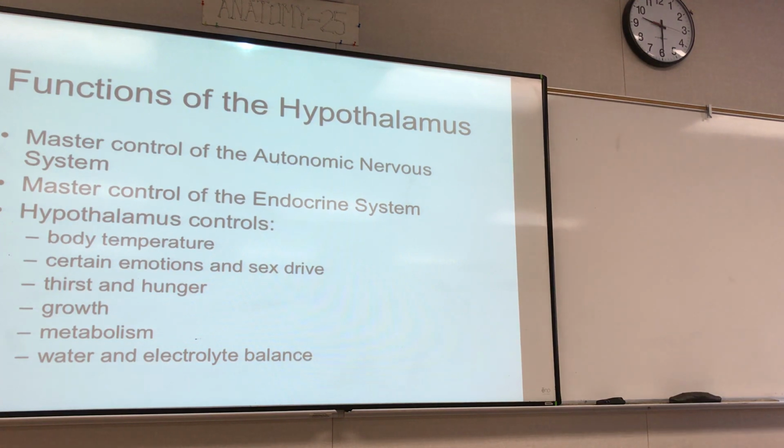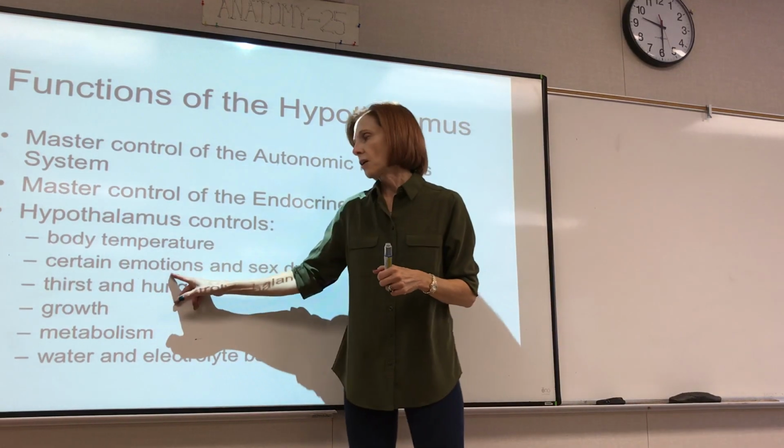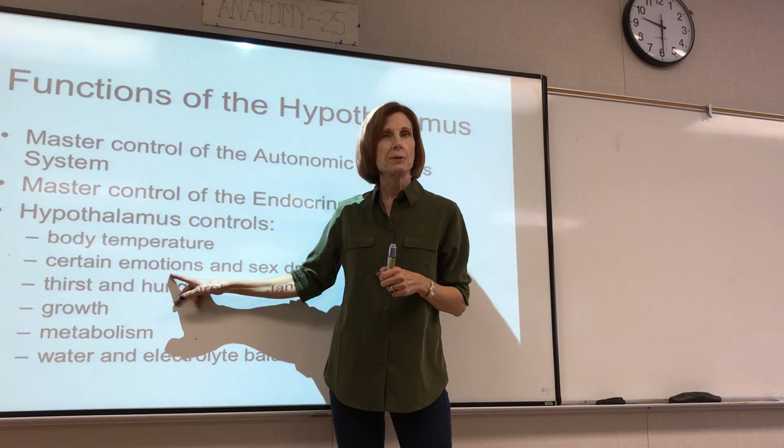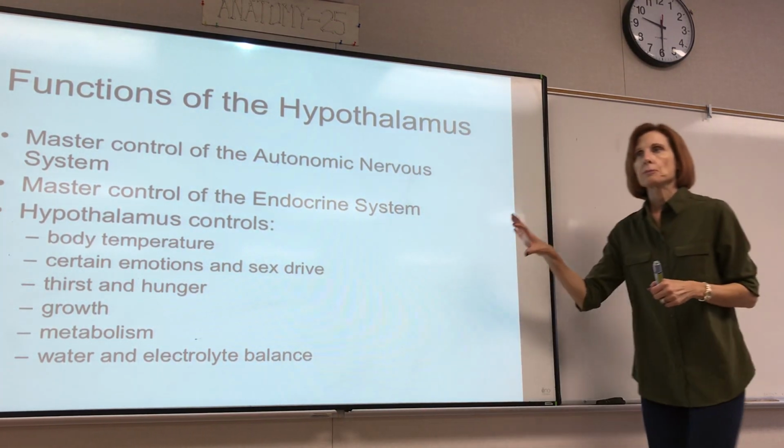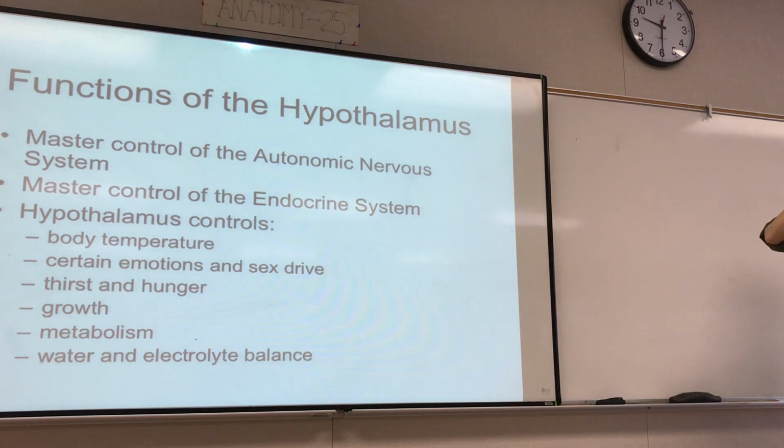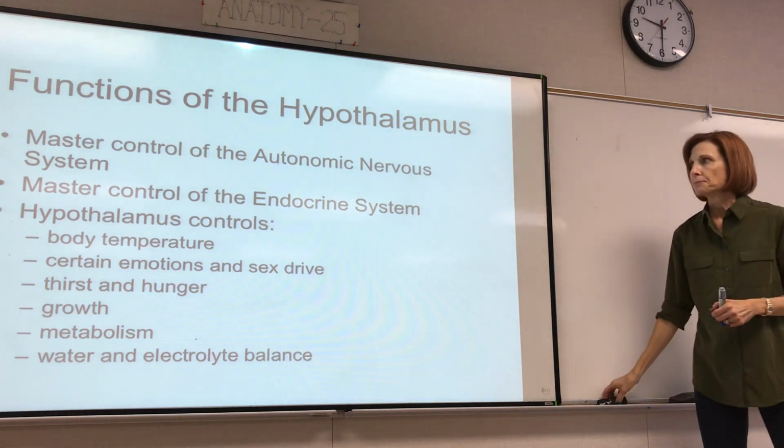Where's, what's it called, like the limbic system? Something like that. The limbic system includes part of the hypothalamus. So that's why certain emotions are located in the hypothalamus. But the limbic system is something we'll talk about next time. It's the area that controls all of our emotions.